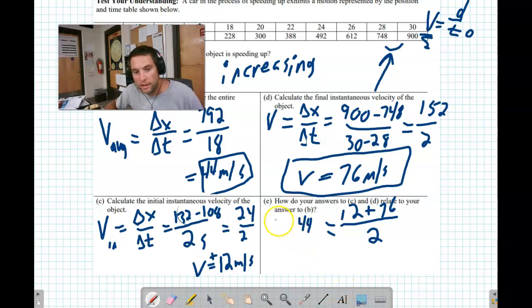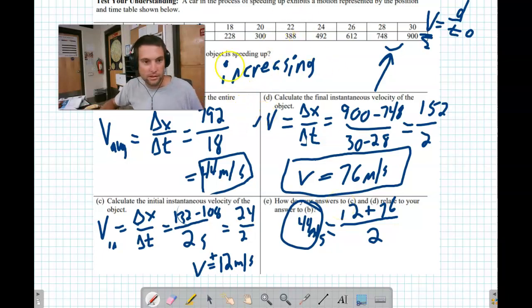So 44 is the average speed, or excuse me, the average velocity for the entire time interval. And then we took the instantaneous velocity at the very beginning, and then we took the instantaneous at the very end. We averaged those two velocities together, and what do you know? We proved to ourselves that we were right to begin with. We got 44 meters per second. That's it. Just in time.